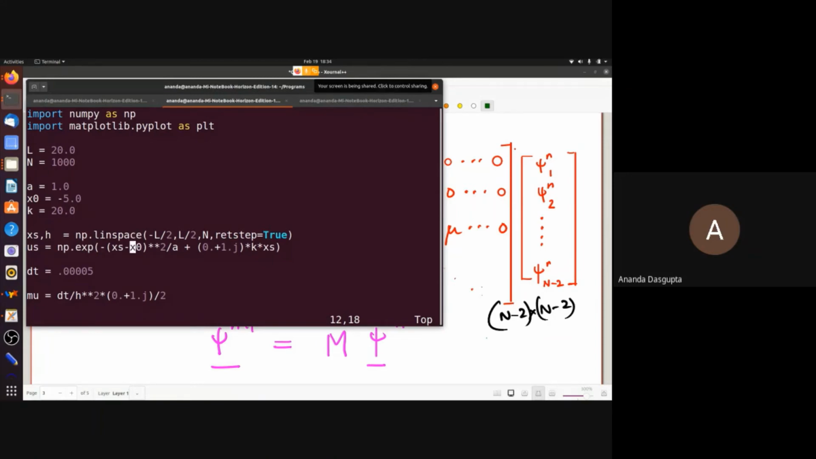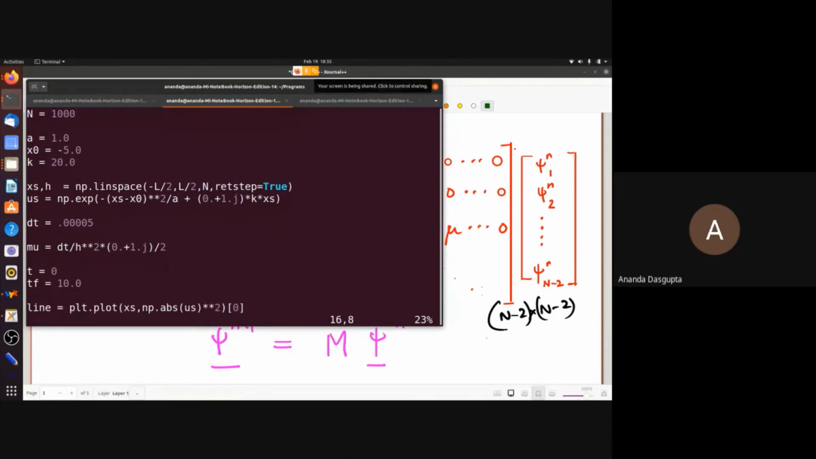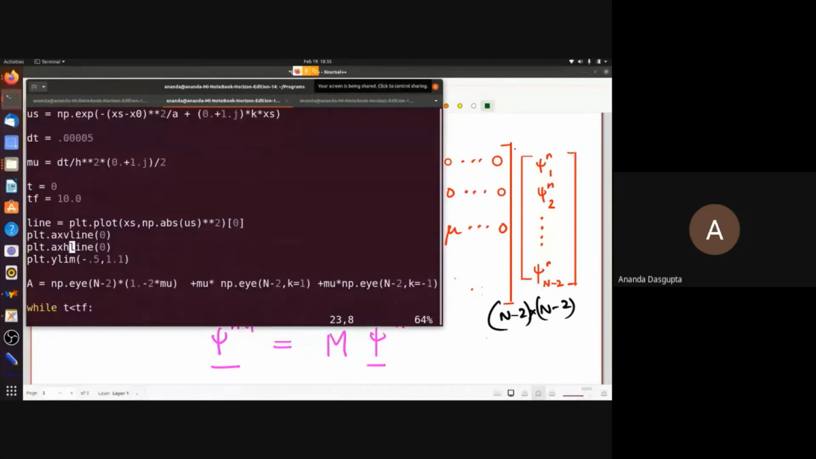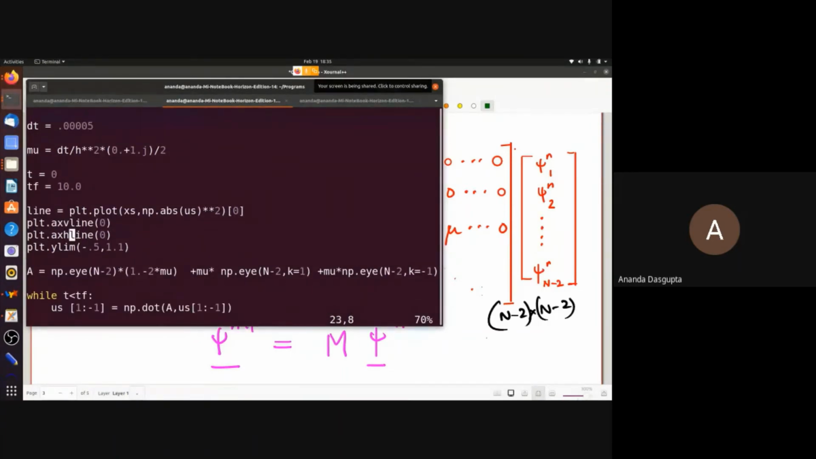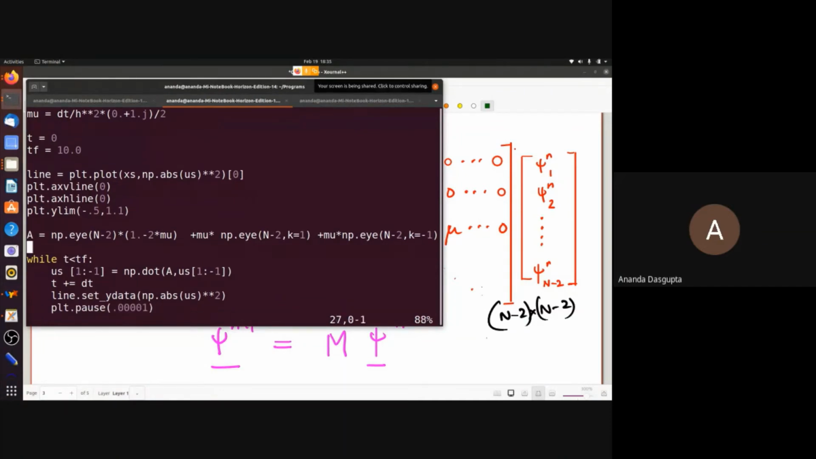This is all the x values you need. You just created the corresponding wave function. This is the initial wave function. Now I've taken a pretty tiny time step, 0.00005, and then just evaluated mu using the h and dt, and then this is just the plotting line. This just produces that tridiagonal matrix for us.